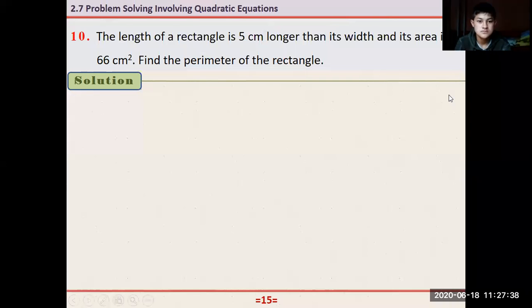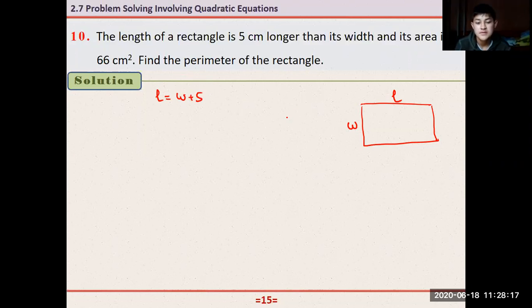Another example, in question 10 from exercise 2H. The length of a rectangle is 5 centimeters longer than its width. Since we are talking about a rectangle, immediately we need to draw a rectangle to visualize this. So let's say its width is W. Then what is its length? L equals W plus 5. Okay, good. And its area is 66 square centimeters.